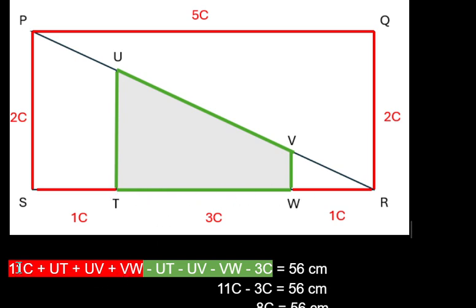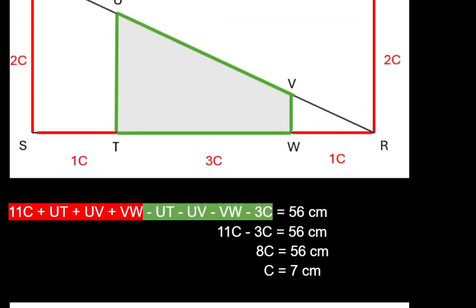Remember, he says that the unshaded perimeter minus the shaded perimeter is 56 centimeters. That means I minus away all four sides: minus UT, minus UV, minus VW, minus 3C, must be equal to 56 centimeters. If you take UT minus UT, UV minus UV, VW minus VW, what you are left with is 11C minus 3C, which gives you 56 centimeters. So 8C is equal to 56, and C is equal to 7 centimeters. Now we know that C is 7 centimeters.